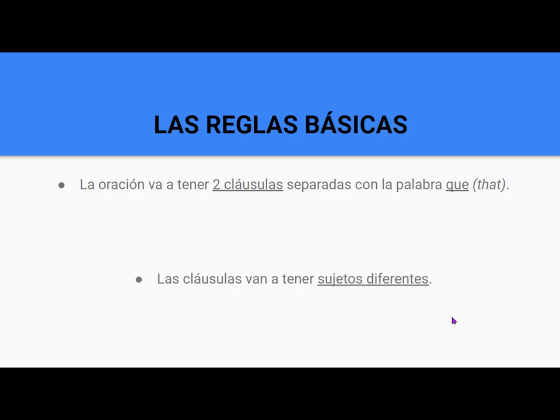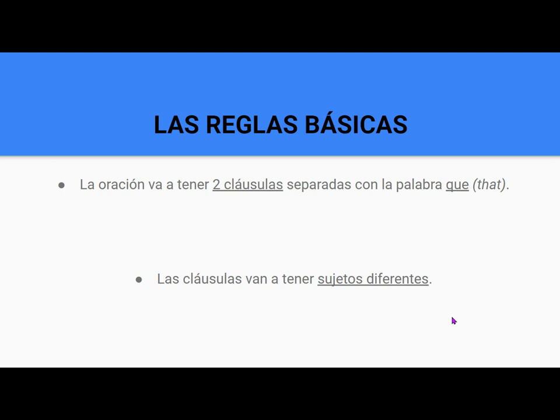La primera cosa que necesitan saber es que una oración que requiere el subjuntivo va a tener dos cláusulas y estas cláusulas van a estar separadas con la palabra que, en este caso sin acento, significa that. Estas dos cláusulas van a tener sujetos diferentes. Y pueden ver en la página 5 que hay 3 ejemplos que usan el subjuntivo. No están en la presentación aquí, pero sí están en los apuntes, el paquete de apuntes.